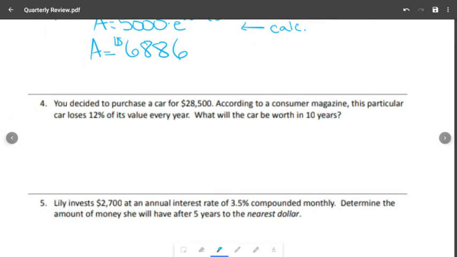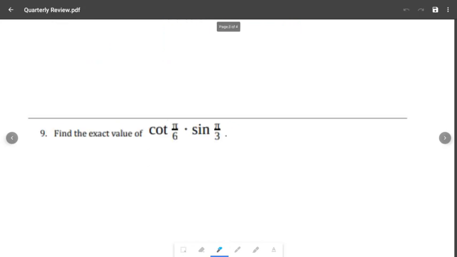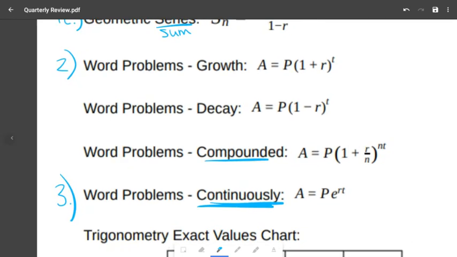Question 4. You decided to purchase a car for $28,500. According to a consumer magazine, this particular car loses 12% of its value every year. What will the car be worth in 10 years? So looking at my formulas, the word continuously is not there. The word compounded is not there. And this said it was losing value. So we are using decay. So that's that formula right there.